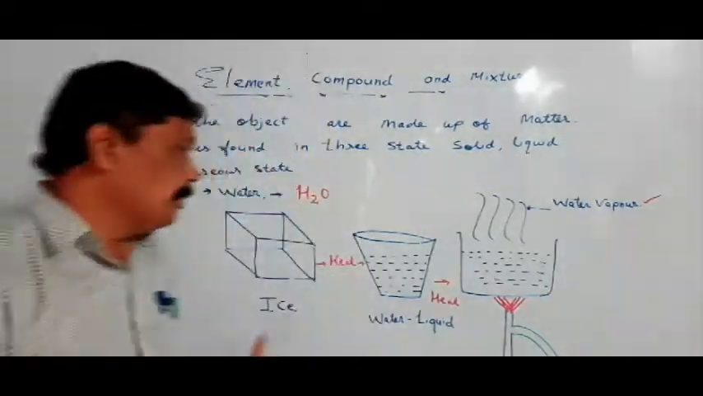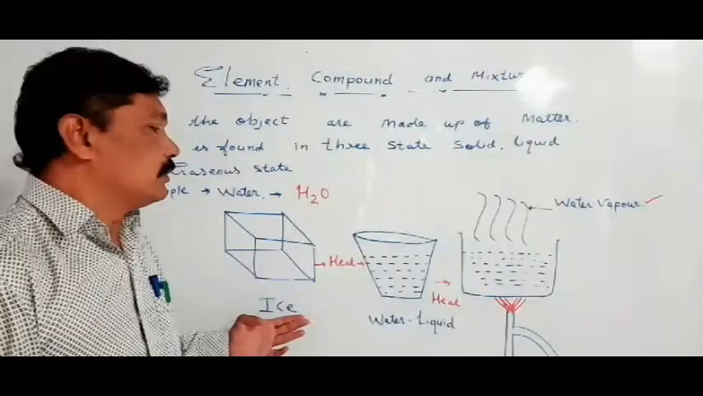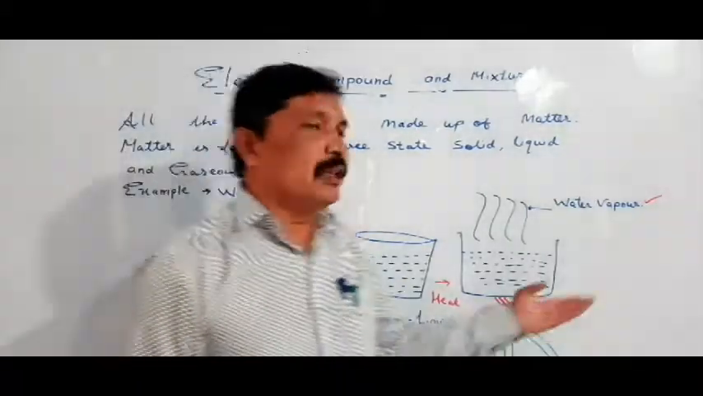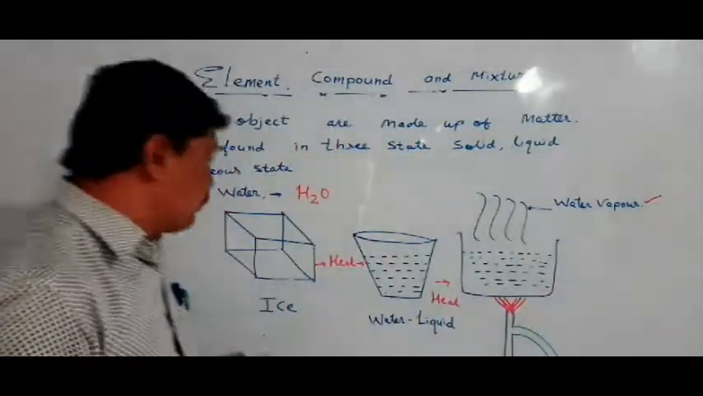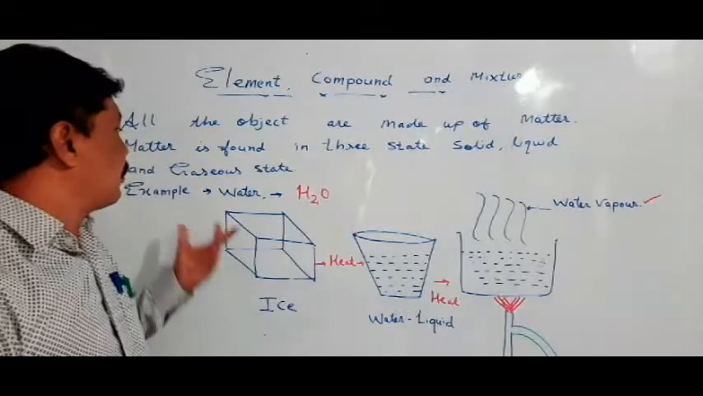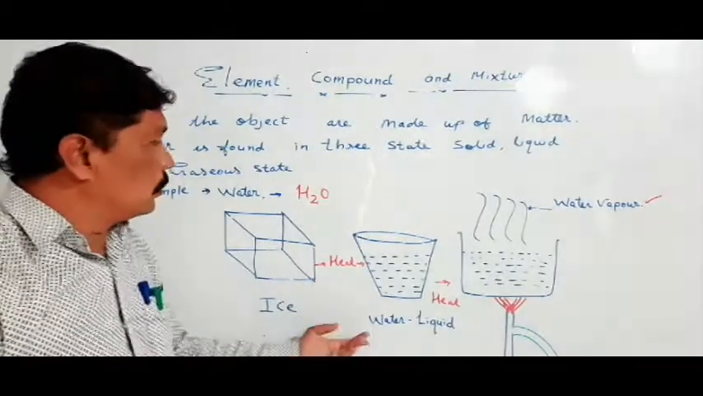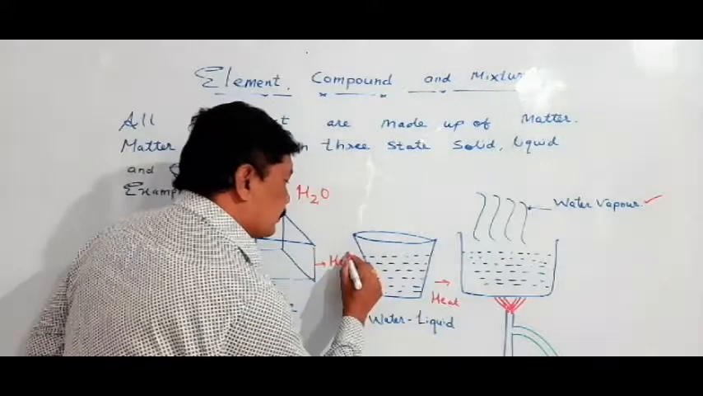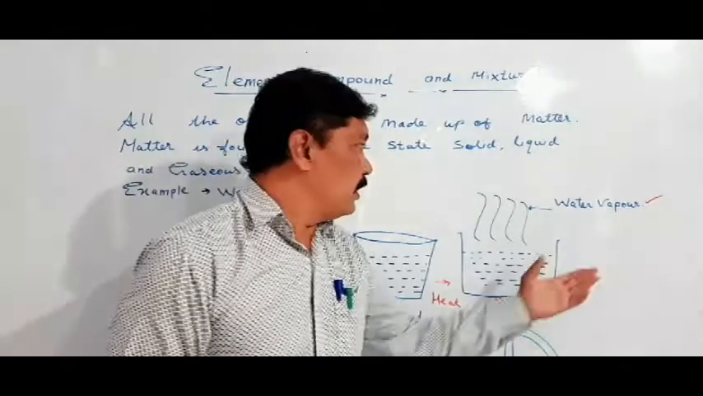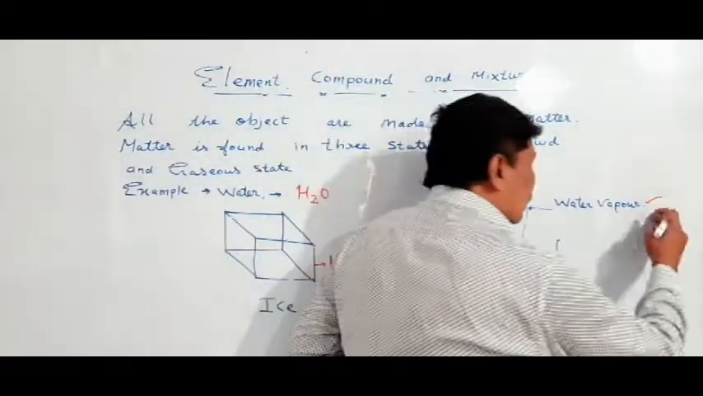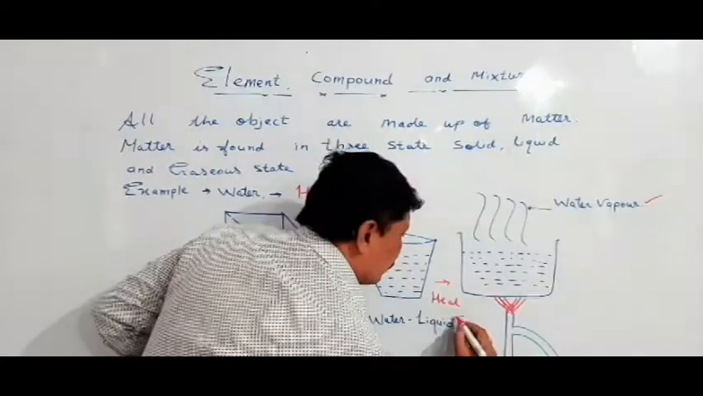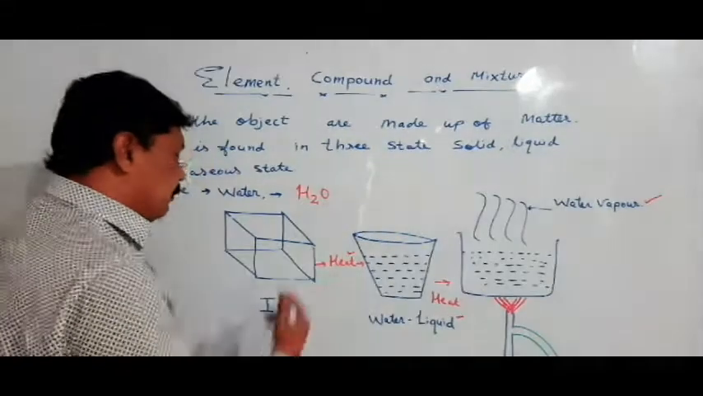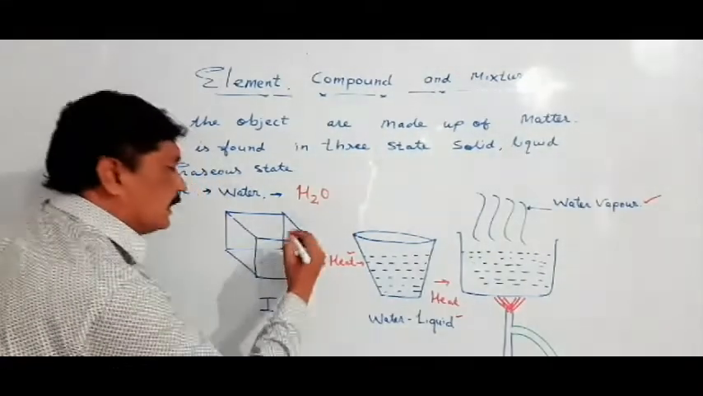So when we provide heat to solid, it gets converted into liquid. When we heat the liquid, it gets converted into gaseous state. So we can change the state of water from solid to liquid to gaseous state with the help of heat. In the same way, if we remove the heat from water vapor, the water vapor will be converted into liquid. Again, if we remove the heat from the liquid, it will be converted into ice, that is solid.